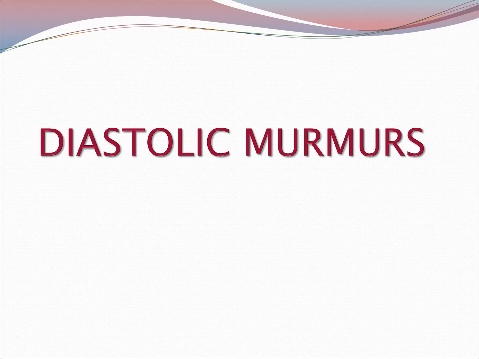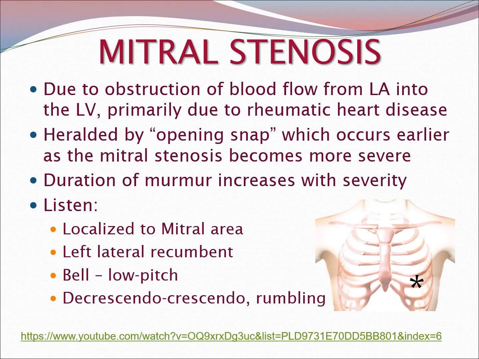Mitral stenosis is due to obstruction of blood flow from the left atrium into the left ventricle, primarily due to rheumatic heart disease. The mitral stenosis is much more common in females than males. It's usually a female-male ratio of 2 to 1. Congenital causes can also occur with mitral stenosis. It's heralded by an opening snap, which occurs earlier as the mitral stenosis becomes more severe. The duration of the murmur increases with severity.